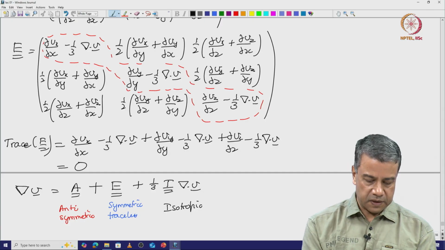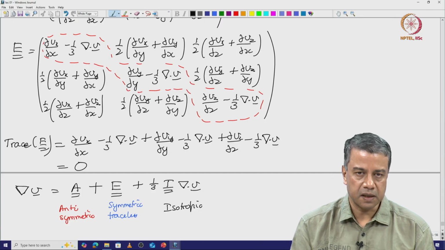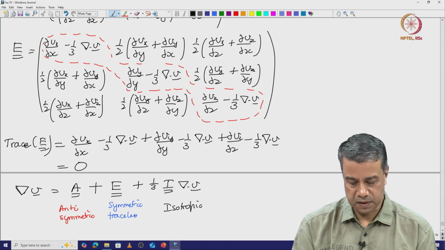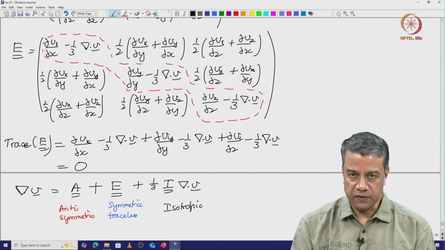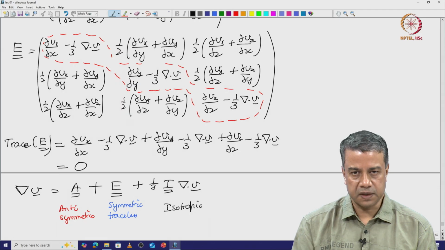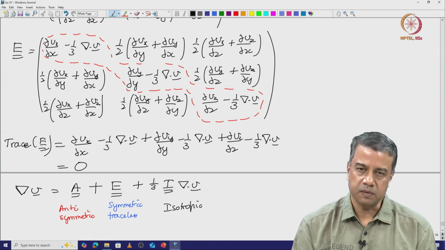Therefore, the gradient of the velocity can be separated out into antisymmetric, symmetric traceless and isotropic components. I had told you when we did the mass conservation equation that if the flow is incompressible, the divergence of the velocity is equal to 0. In that case, the isotropic part of the tensor will be 0.